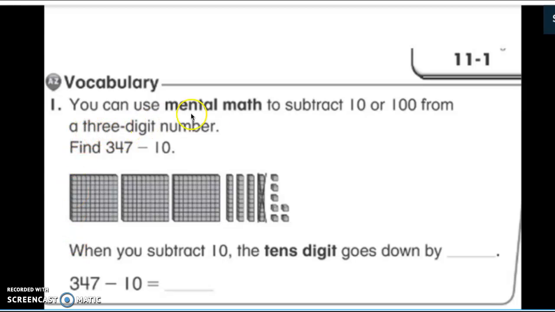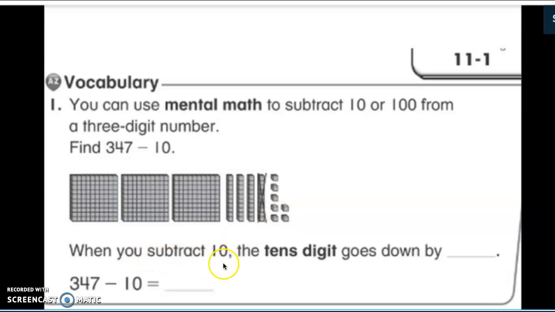All right, you can use mental math to subtract 10 or 100 from a 3-digit number. Find 347 minus 10. So notice we have 347. We have 3 hundreds, 1, 2, 3. We have 4 tens, 1, 2, 3, 4. And we have 7 ones, 1, 2, 3, 4, 5, 6, 7.